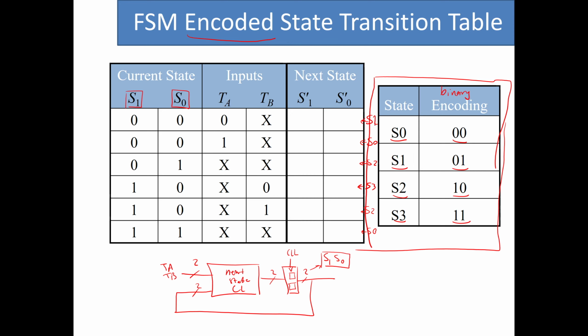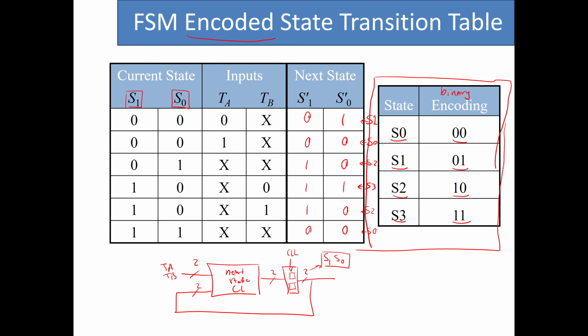So here we had S1, so that means it's equal to 0, 1. We have S0, that is 0, 0. We have S2, that is 1, 0. We have S3, that is 1, 1. We have S2, that is 1, 0. And finally we have S0, which is 0, 0.